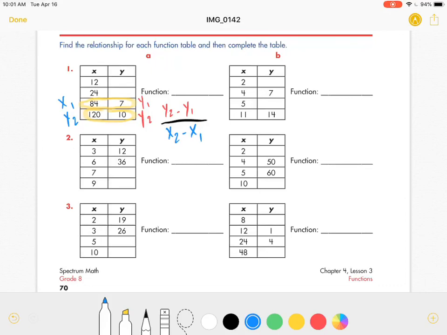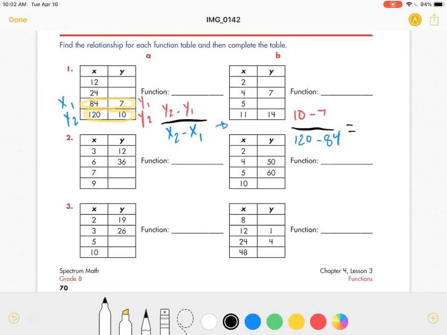So I'm going to keep moving along on my notes. I'll start going over here. y2 is 10, so we have 10 minus 7 over 120 minus 84. So now we need to do that math. So what does that equal? Because this is going to be our rate of change.